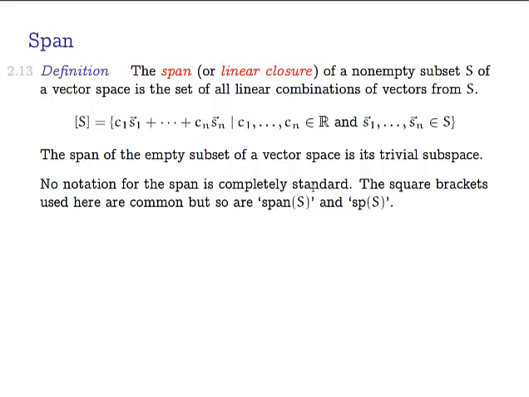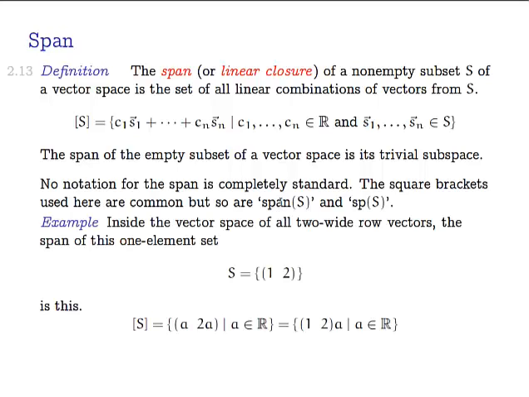No notation for the span is completely standard, so we can just say span of S, so it's fine. All right, so here's an example. Inside the vector space of all two-wide row vectors, the span of this one-element set is the set of vectors that can be written in this form. It's the linear combinations of (1, 2); since there's only one vector, it's just scalar multiples of (1, 2). Now we saw this before, and we already know that this is a subspace of R2.